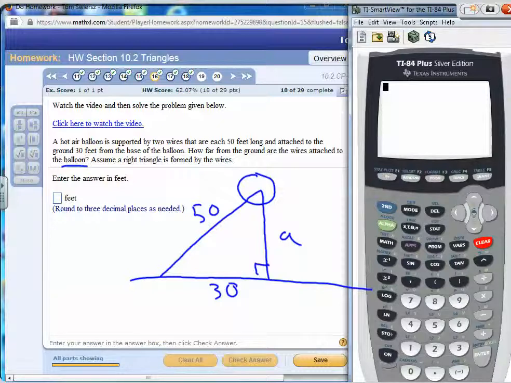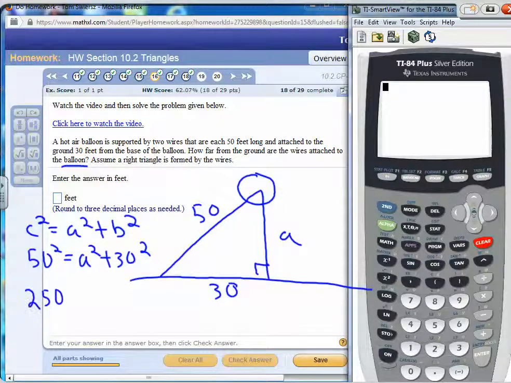How far from the ground? That means a perpendicular distance, straight up and down. Notice that makes a right angle with the 30 along the ground. And so the 50 is opposite the right angle. That's the hypotenuse. So our setup is c squared equals a squared plus b squared. 50 squared, the hypotenuse, is equal to a squared plus 30 squared. 50 squared is 2,500.